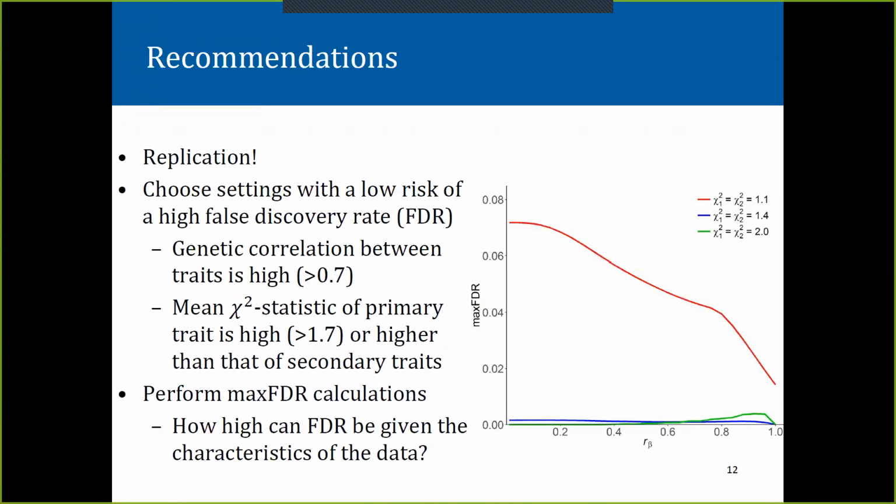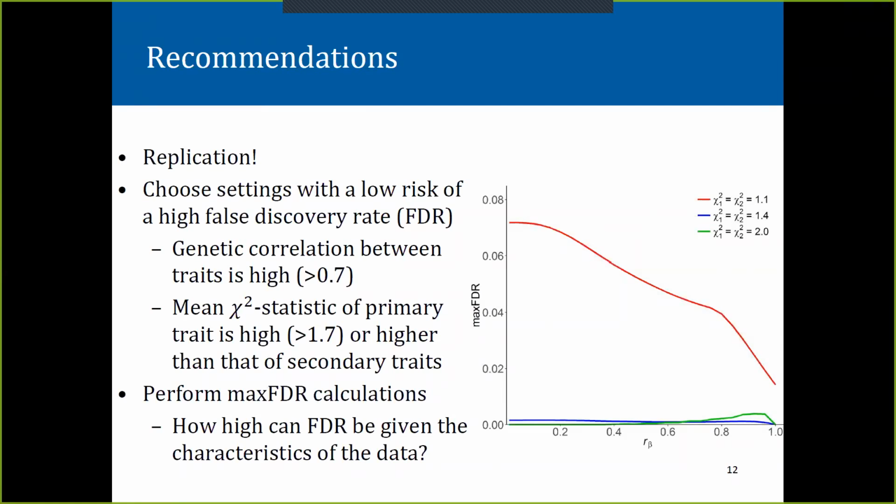So the first thing that you could do is only study traits where the GWAS summary statistics have a very high mean chi-squared statistic. It appears that when your mean chi-squared statistic is greater than 1.7 or so, even if the assumptions of MTAG are violated, they don't lead to a strong amount of bias in your estimates. So that's one thing you can do, just make sure that you're moderately well powered for the trait that you're interested in.